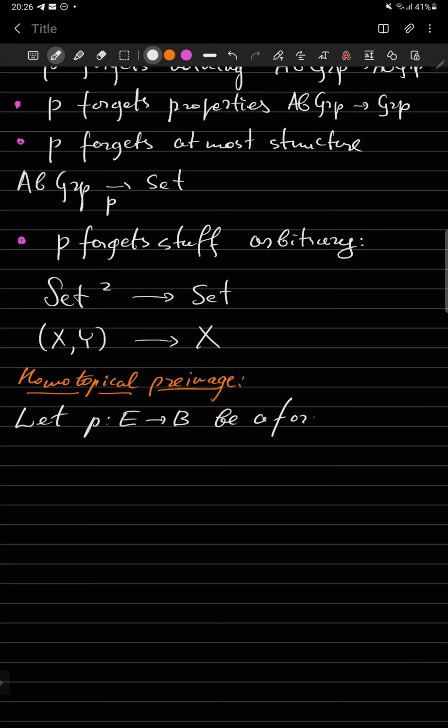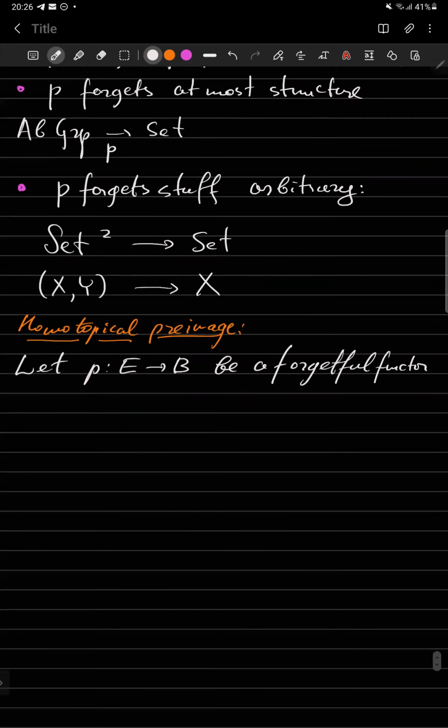So I should specify that the word forgetful functor here is purely decorative, because actually any functor is forgetful in some sense. As I said, a functor that forgets stuff is an arbitrary functor. So we can't really pin down what a forgetful functor is. I think it should be well known, since it is really hard to find the definition of forgetful functor. Sometimes the functor to sets is called forgetful, but this is somewhat arbitrary.